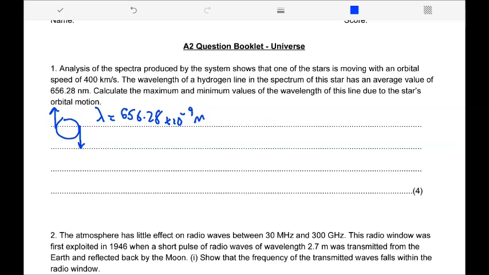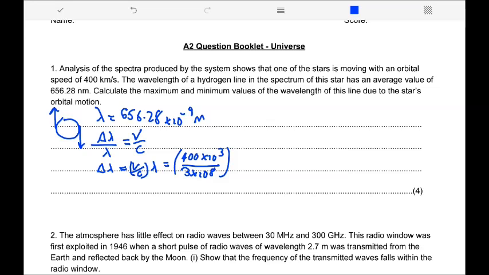Well, how fast is it moving away from us? 400 kilometers per second. So we can use our equation for the change in wavelength as a fraction of wavelength equals v over c. And this will then give us delta lambda, our change in wavelength, equals v over c multiplied by lambda. And v is 400 kilometers per second, which is 400 times 10 to the 3 meters per second, because we do everything in meters, divided by the speed of light, which is 3 times 10 to the 8 meters per second.